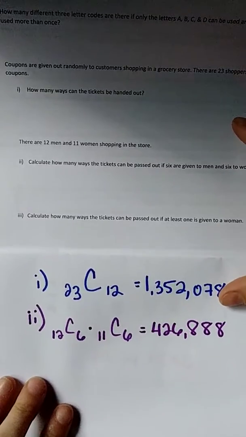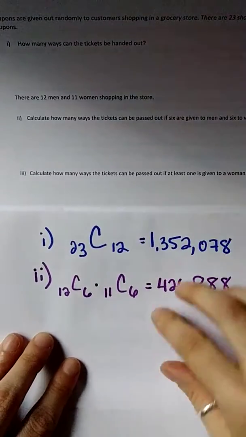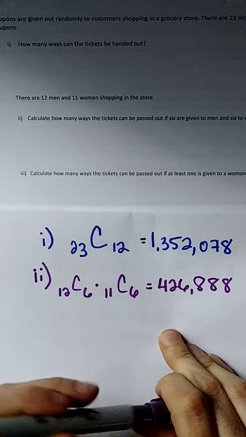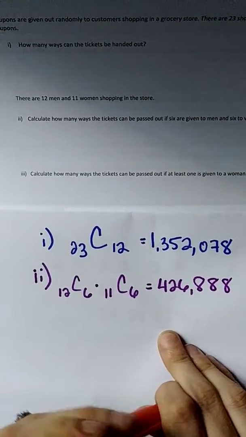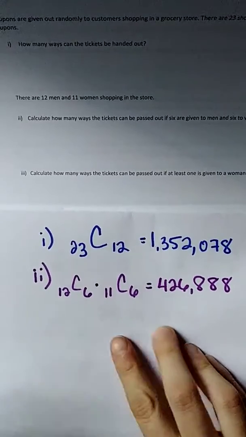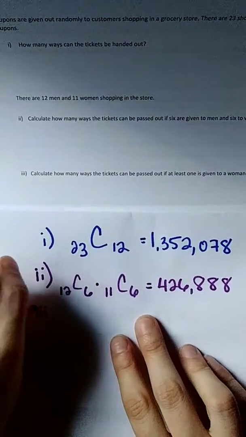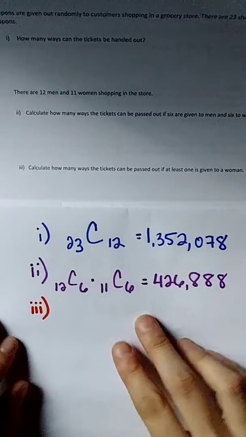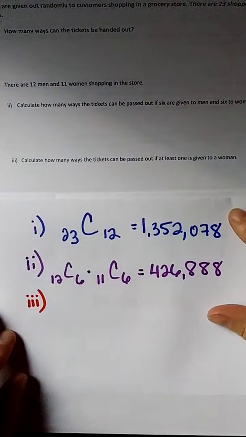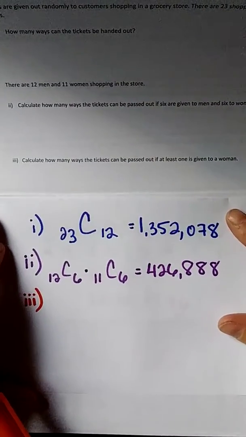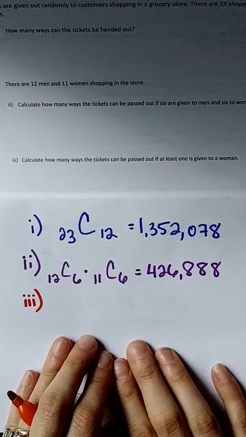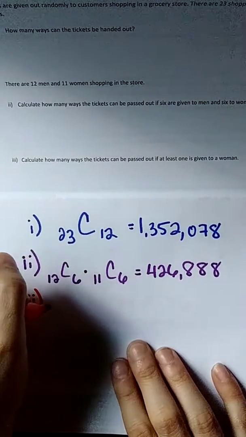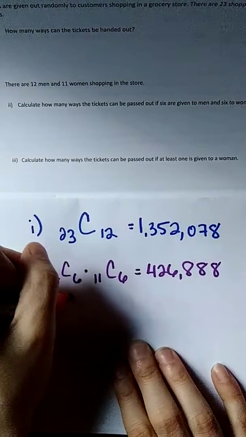Now, I believe we have a part 3. Yes, we do. Part 3 is asking how many ways the tickets can be passed out if at least 1 is given to a woman. So when we say at least 1 thing has to happen, that's when we're actually going to be eliminating all of the options where it just doesn't happen at all. So in this case, if at least 1 has to be given to a woman, we're going to take the total number of ways that we can choose any random people, which comes from part 1. This is actually going to be the 23, choose 12.